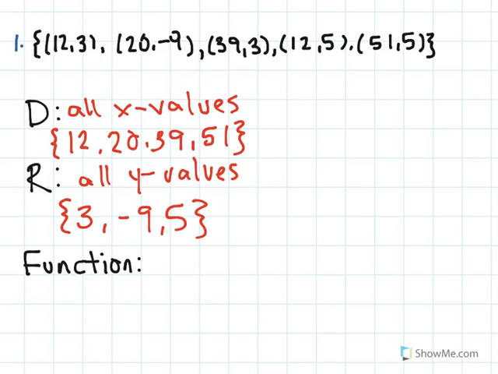In order for this relation to be a function, we would need each element in the domain to correspond to only one element in the range. However, we can see with this relation that 12 corresponds to more than one number in the range. We have 12 corresponding with 3 and 12 corresponding with 5. So this relation is not a function.